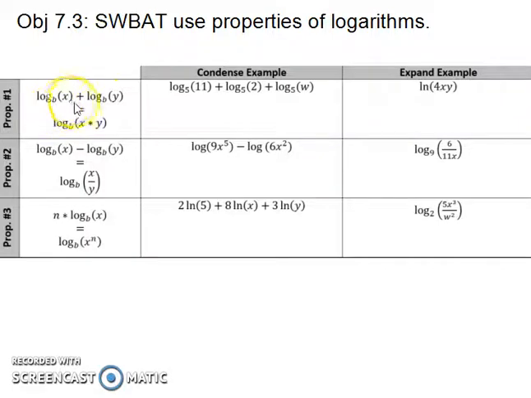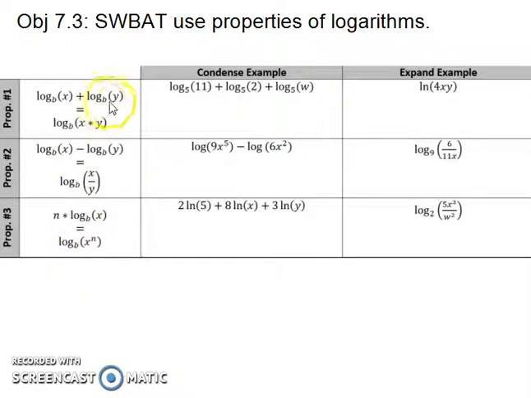The first property says that when you are adding two things, log base b of x plus log base b of y, you can condense them into a single log with the same base by multiplying what's inside. The second property is the exact same thing, except instead of adding, you're subtracting the logs, and so, not a surprise, instead of multiplying what's inside, you divide what's inside. And then the third one states that when you have an exponent, a coefficient in front of a log, that coefficient can be written as an exponent of the stuff that's inside that log.